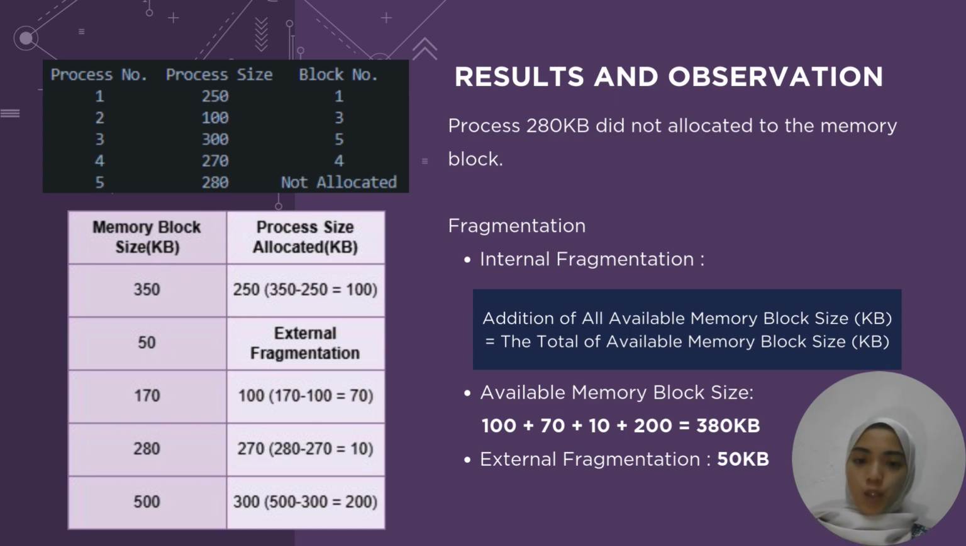So the first process is 250 KB. I fill it in 350 KB because it can fit the 250 KB. So when you subtract it, there is still 100 KB available. The second process is 100 KB. I put it in this 170 KB, and when you subtract it, there is still 70 KB available.